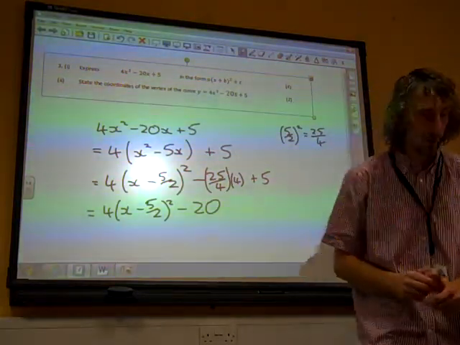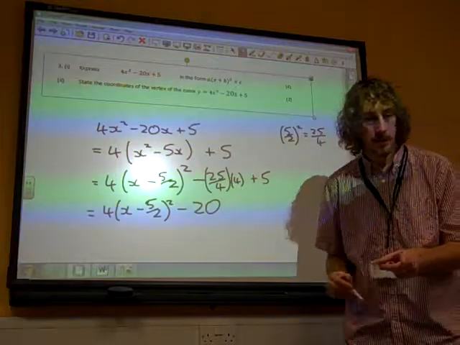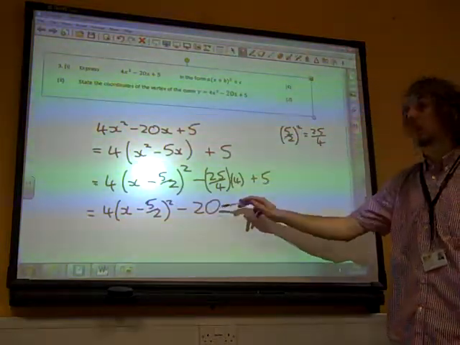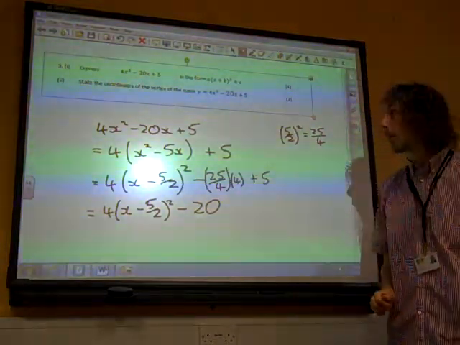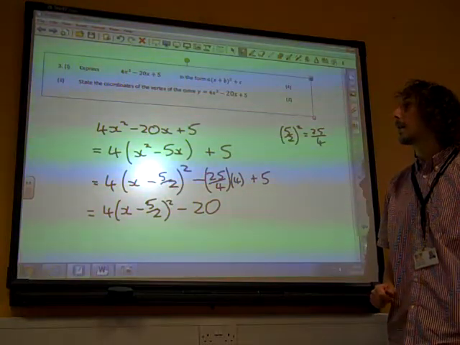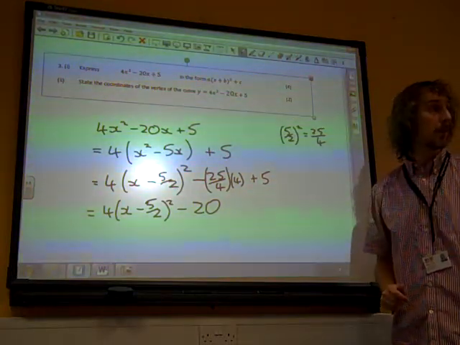So that was that one. The question then said, notice that's 4 marks for doing that, and that's genuine Core 1 mark allocations. State the coordinates of the vertex of the curve.